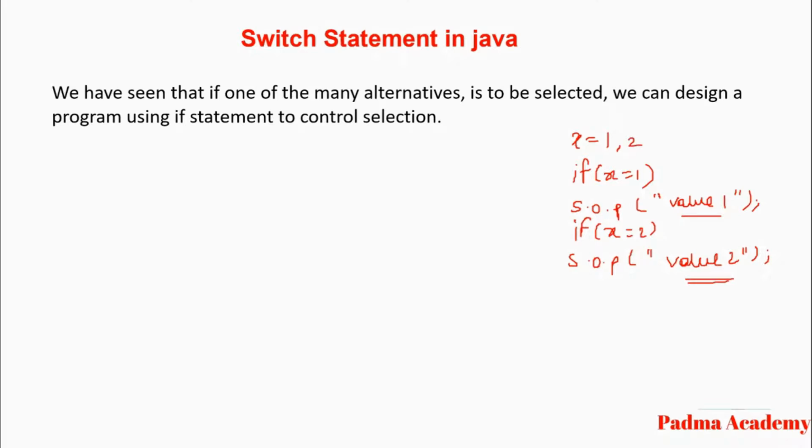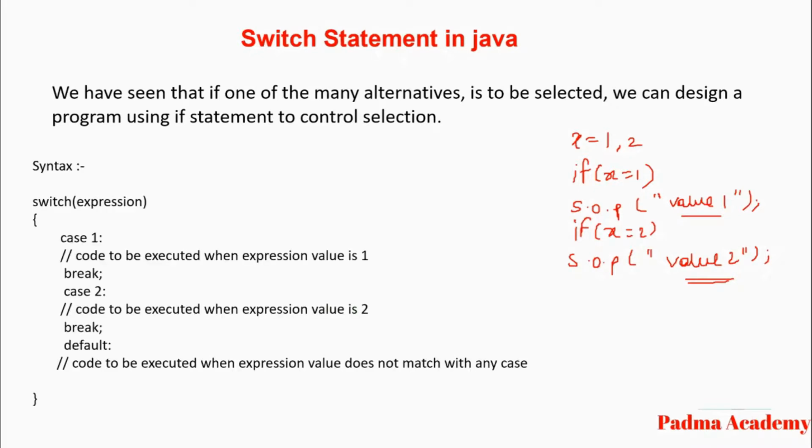Due to so many ifs, it increases the complexity of the program and it is very difficult to read and follow. That's why the switch statement is introduced. So what is the syntax for the switch statement?